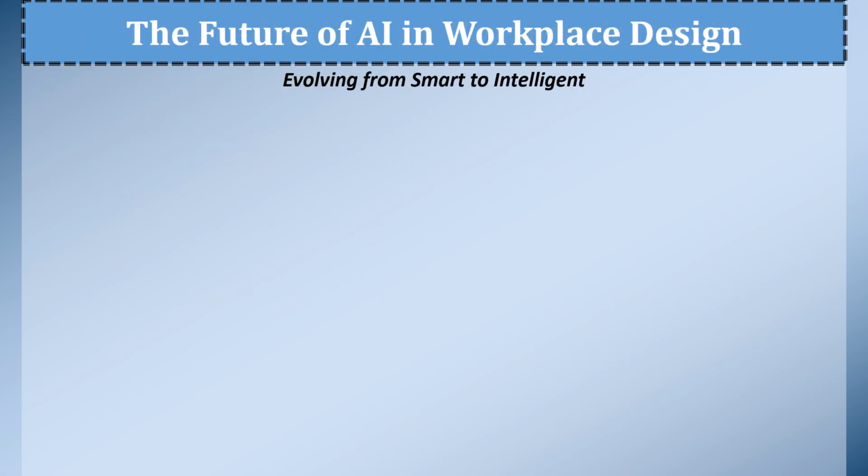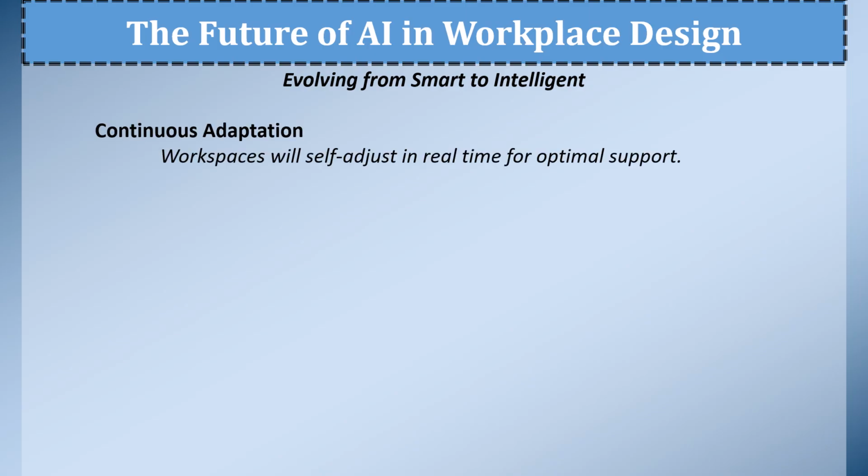The future of AI in workplace design, evolving from smart to intelligent. Continuous adaptation. Future AI systems will go beyond monitoring to actively adapting workspaces in real time. From automatic height adjustment to predictive lighting changes, the goal is seamless interaction between humans and their environments.